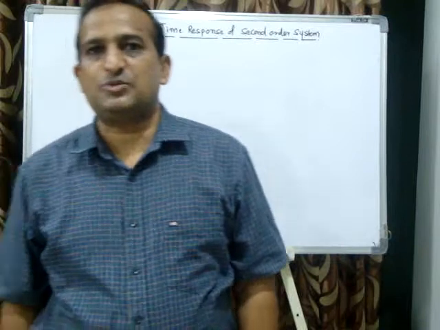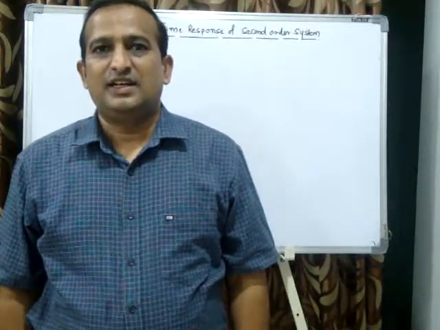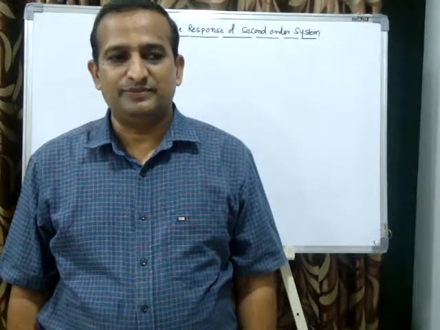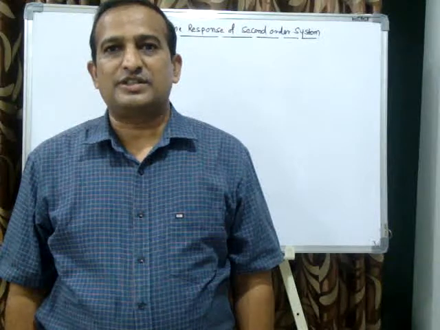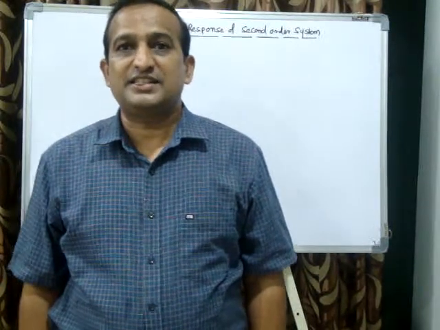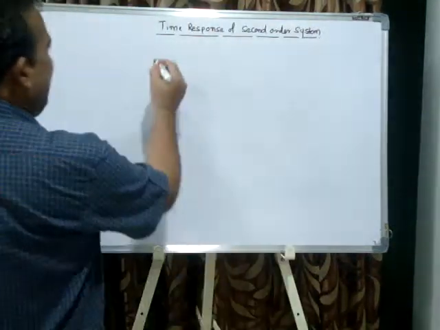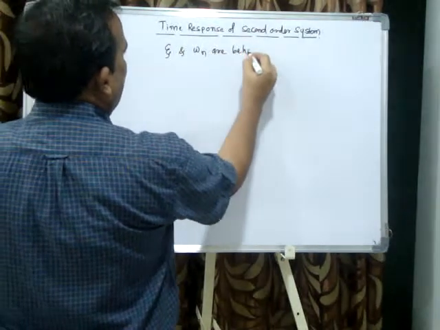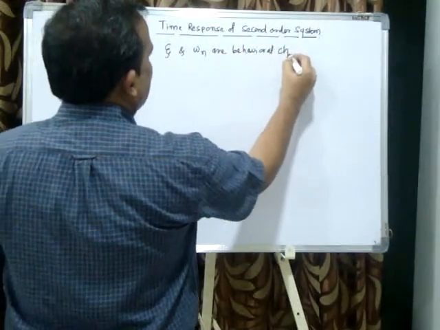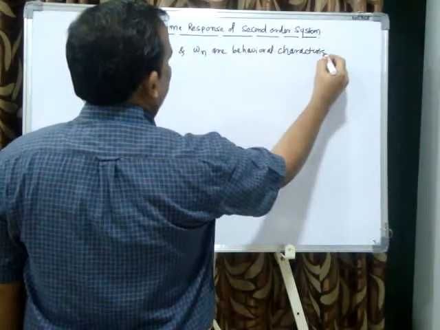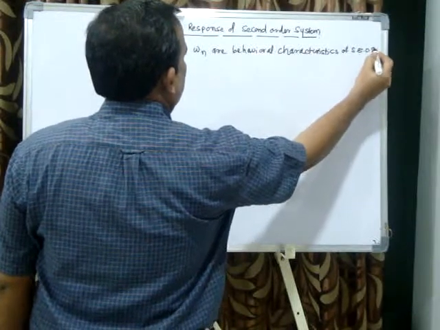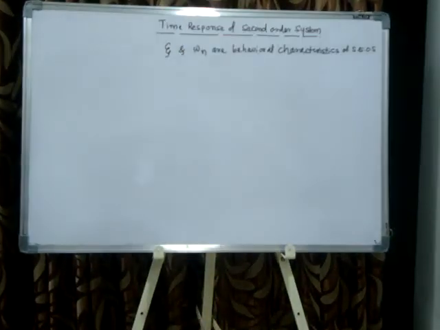Hello, this is a continuation lecture of time response of second order system. In the time response of second order system, we have seen that zeta and omega n play a very key role. These are called behavioral characteristics of a second order system. Zeta and omega n are behavioral characteristics of second order system. Okay, so now I'll touch upon the zeta.